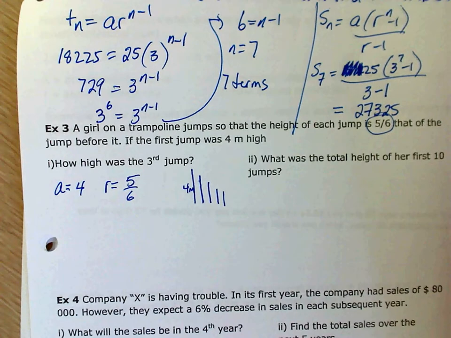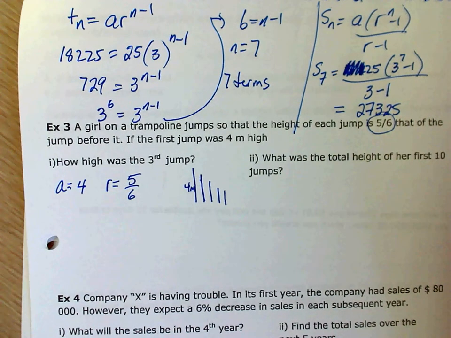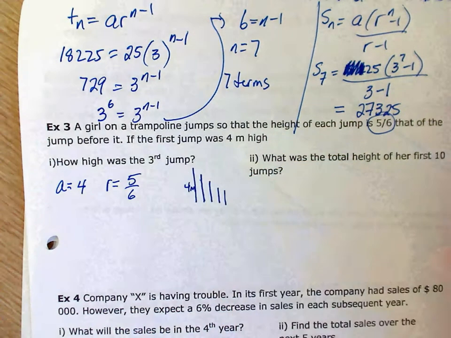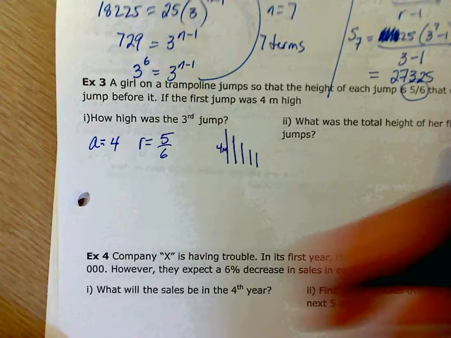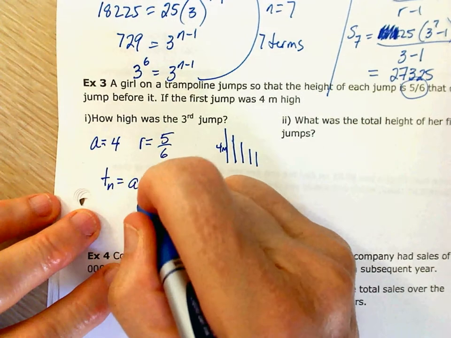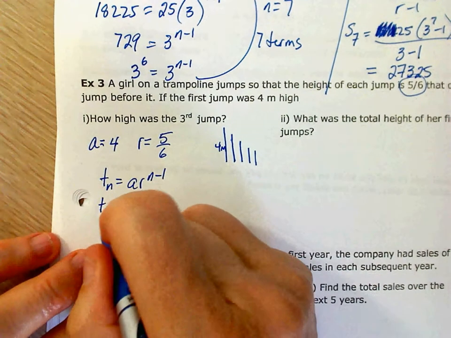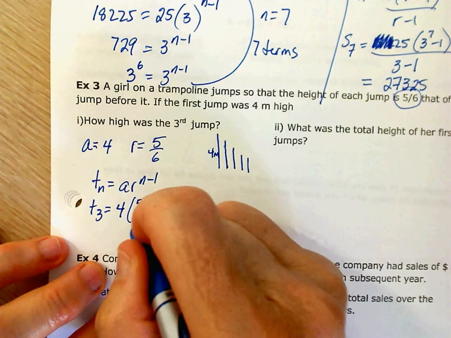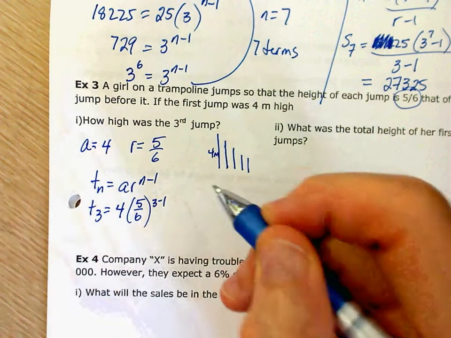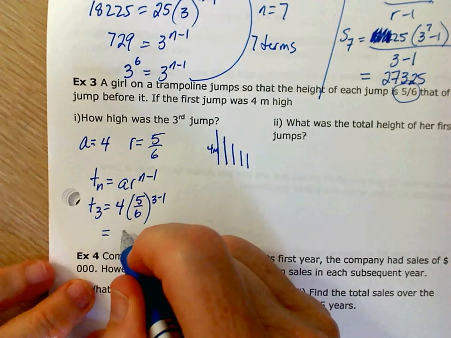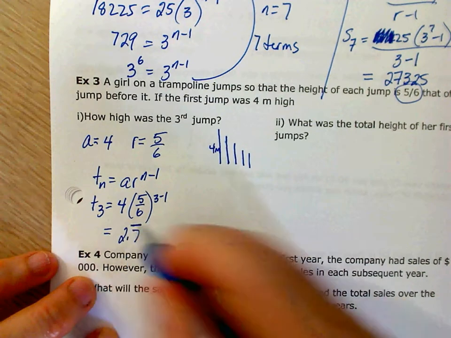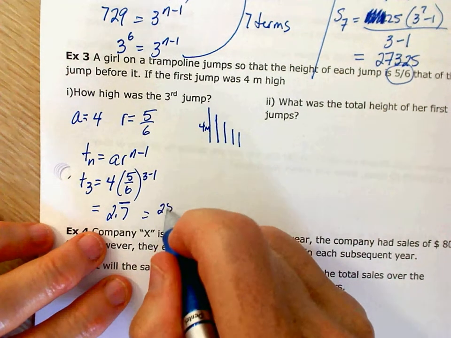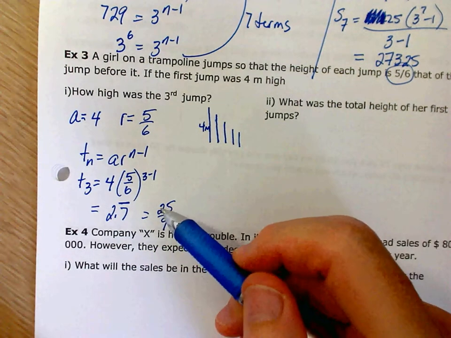So how high was the third jump? Are we looking for the third term or the sum of 3? We're looking for the third term. So Tn equals AR to the n minus 1. T3 equals, the first jump was 4 times 5/6 to the 3 minus 1. And if you were to work that out, you would get 2.7777777, which is equal to 25/9. So her third jump was 25/9 meters high.